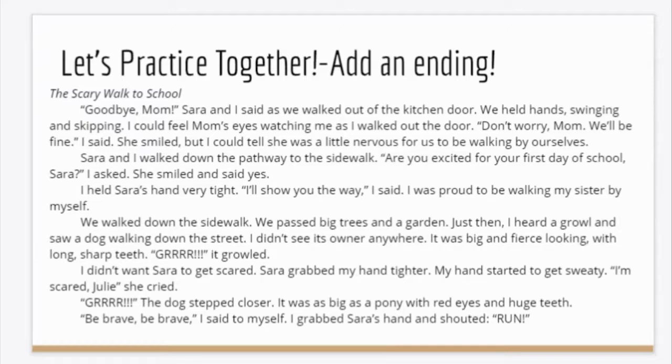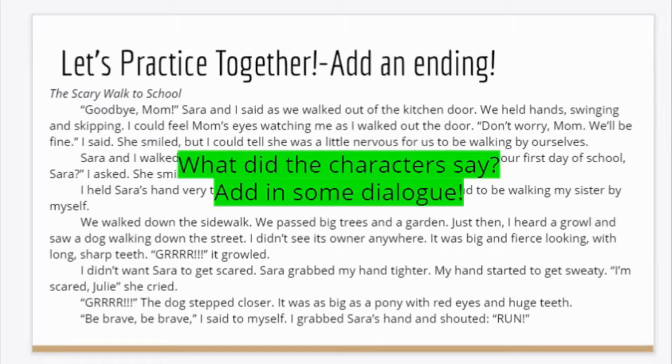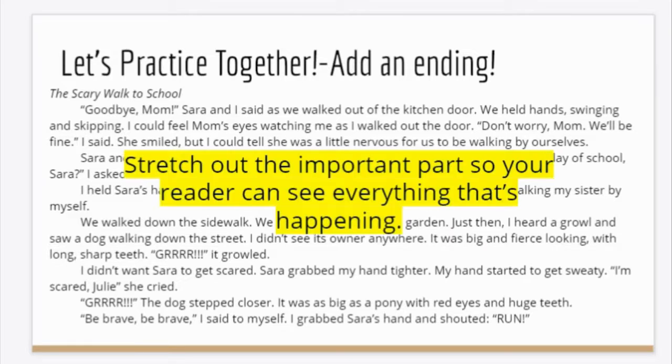So I want you thinking as you look at this piece of text here, what did the character say? Maybe you could add in some dialogue to stretch out your conclusion. Stretch out the important parts so your reader can see everything that's happening. So if I'm going to continue what's happening after they see this dog, I really want to stretch it out. Think of those 5 senses. Put your reader in the story.